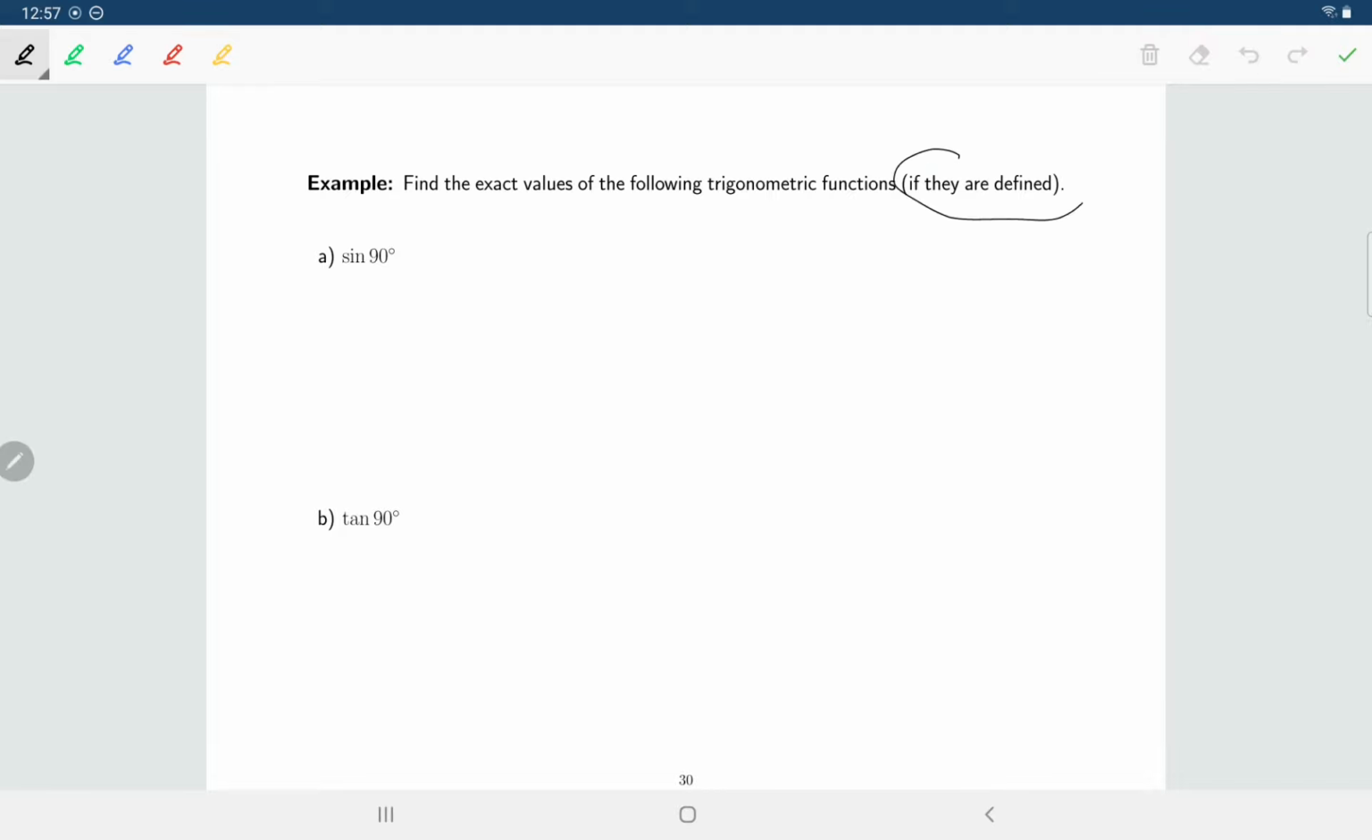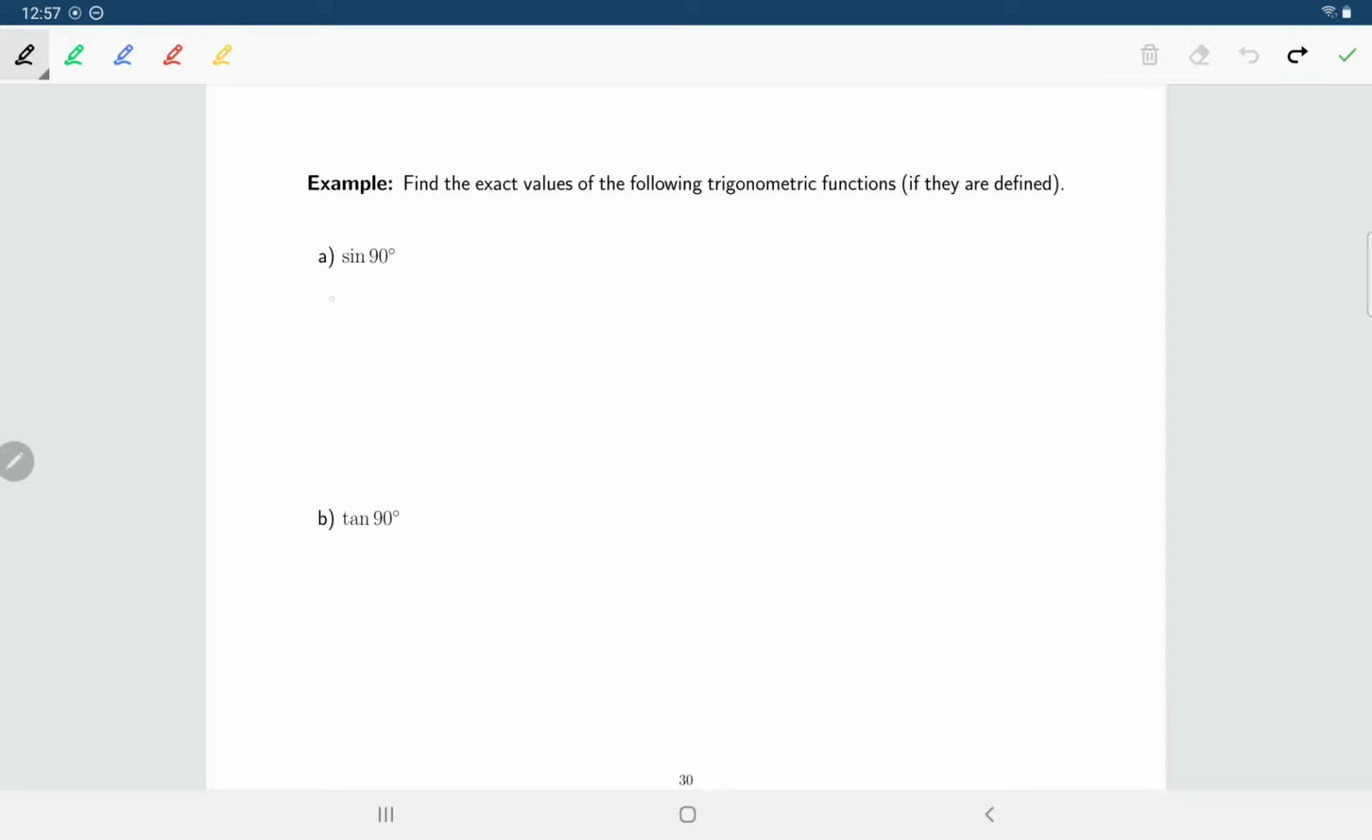And you'll notice here I say if they're defined, because remember that 4 out of our 6 trig functions can be undefined depending on where our angle happens to be. So first off, for all of these, I'm going to begin by drawing my angle. Remember that we've defined our trig functions in terms of taking a point that's on the terminal side, finding r, the distance from the origin to that point, and then in terms of the x-coordinate of the point, the y-coordinate, and r, that's how we've defined all of our trig functions.